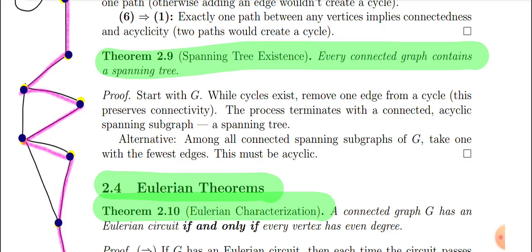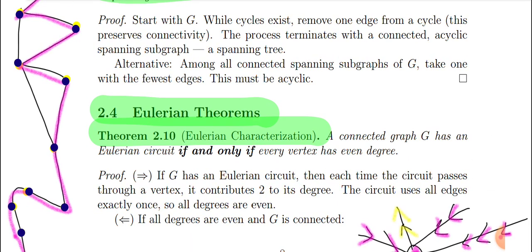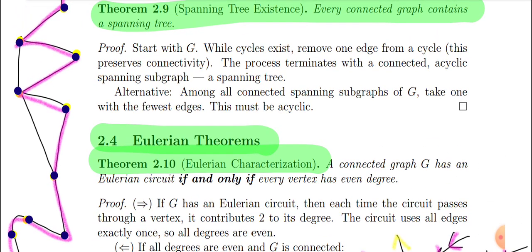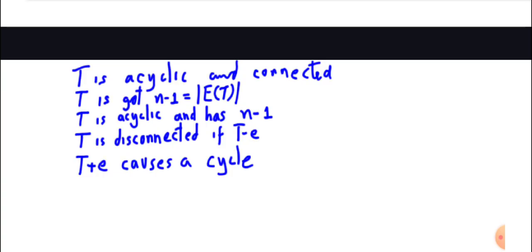That structural efficiency, achieved by removing all redundant edges, leads directly to the core counting result for trees. A tree with n vertices has exactly n minus 1 edges. That's the magic number. That number, n minus 1, is the hallmark of non-redundant connection. How is that proven?